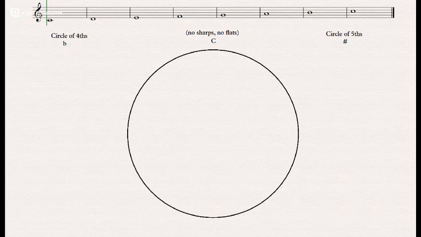Okay, I think I have an easier way to explain these major scales. If I look right here, I have my C major scale, and there's no sharps or flats in it. And I have this circle here, and if you pretend it's a clock, we can work with it this way. I put C at the top of the circle. C has no sharps, no flats.